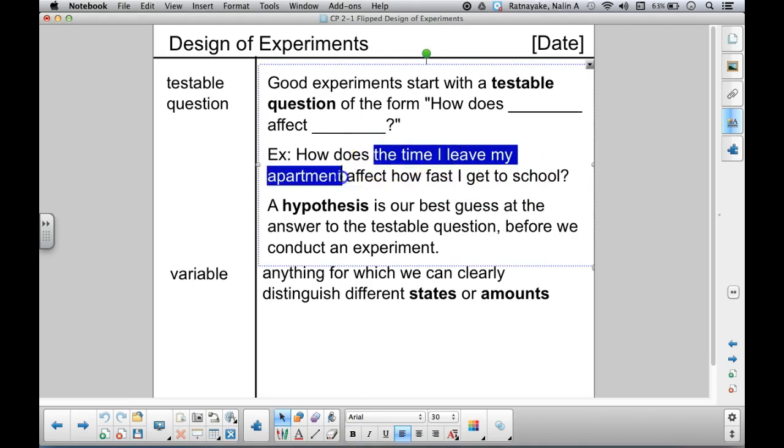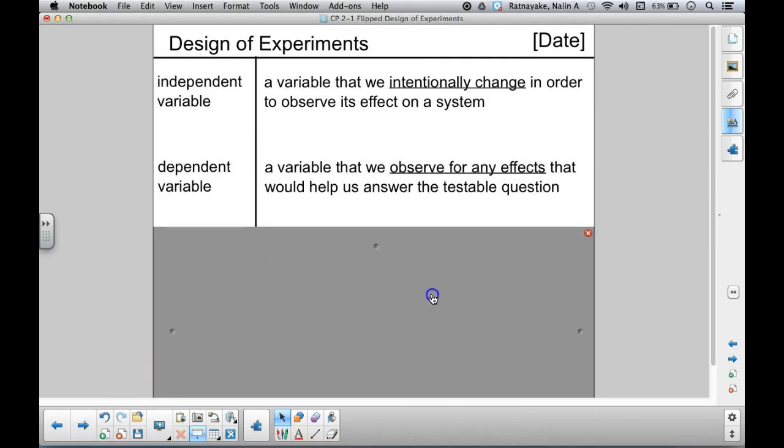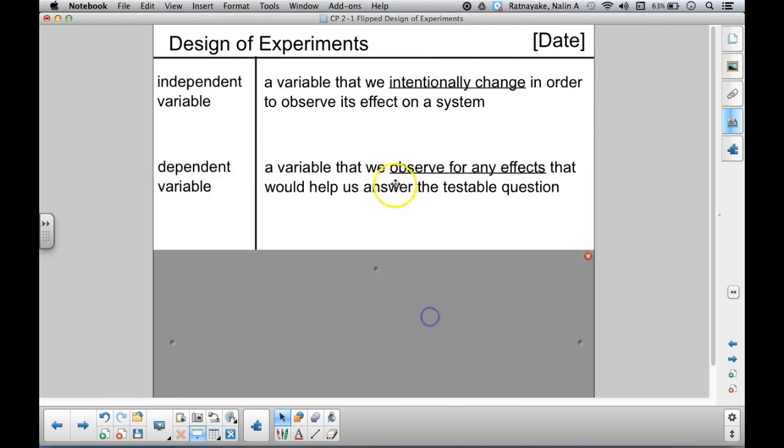This right here, this first blank, the time I leave my apartment, that is the independent variable right there. That's what I'm going to change. I might try out different times. I could leave at 6 o'clock, 6:15, 6:30, 6:45, and then measure how fast I get to school, which is going to be my dependent variable. That's a variable that we observe for any effects that might help us answer the testable question.